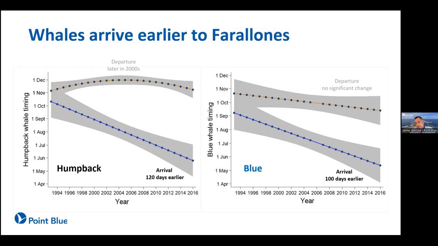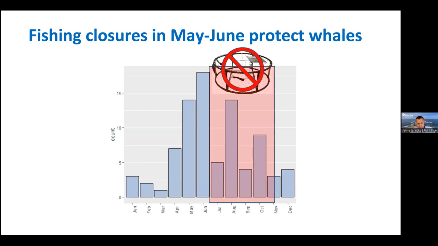So whales are arriving much earlier now than they did 30 years ago, which means that they are overlapping with the crab fishery a lot more now than they did before. The crab fishery used to happen from mid-November to late June. And during that overlap, quite a few animals were threatened by the ropes in the water. This figure shows that most of the entanglements have been happening between May and June. And the closure that we have now of the fisheries, which is much earlier, protects them from that potential threat.